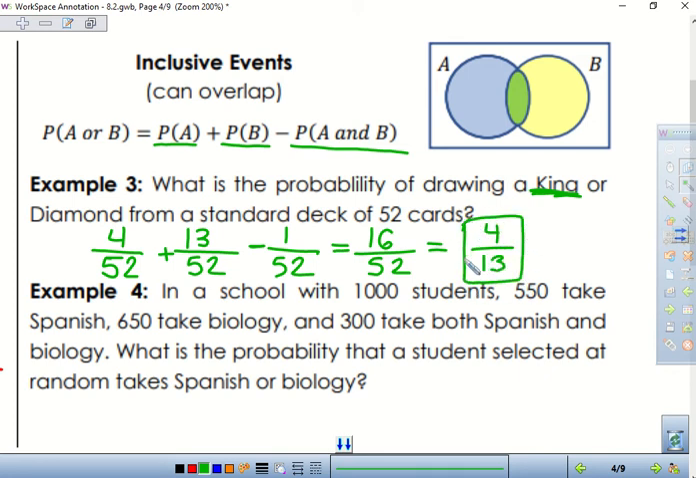And if you want to convert this to a percent, yes. I'm confused. Okay, what part? 1 over 52. Okay, so in the deck, there's one situation where you can get a king of diamonds. Oh, okay. Does that make sense?